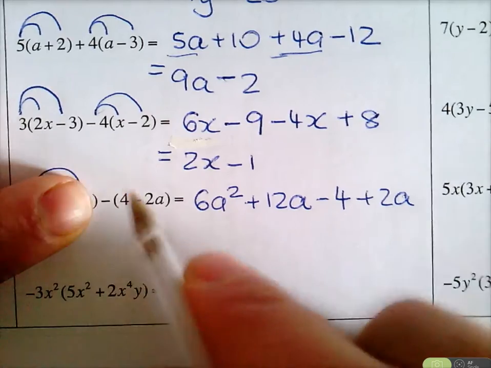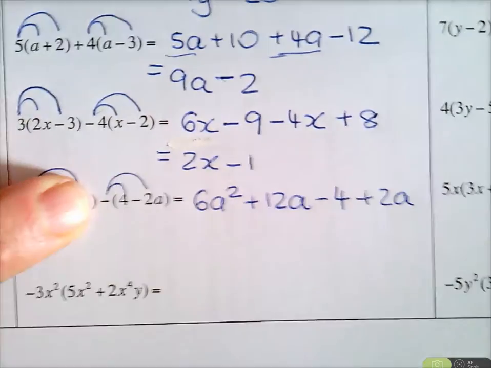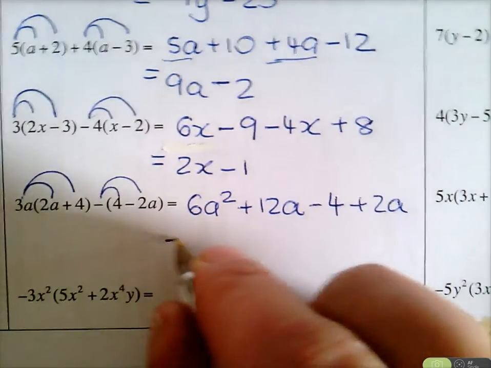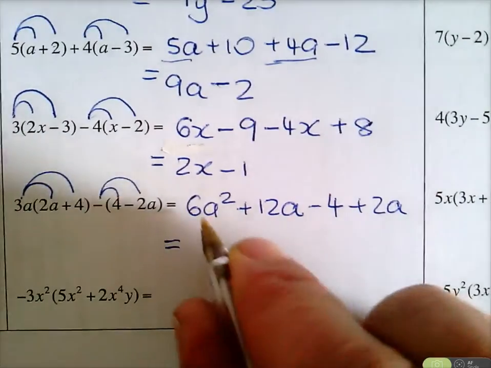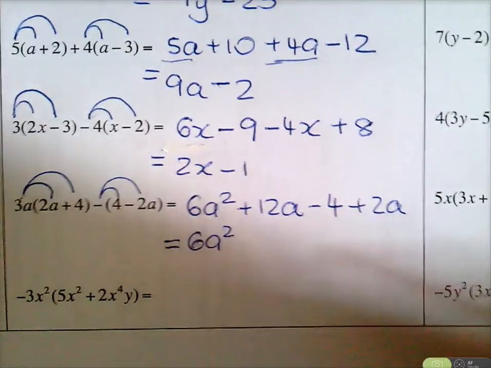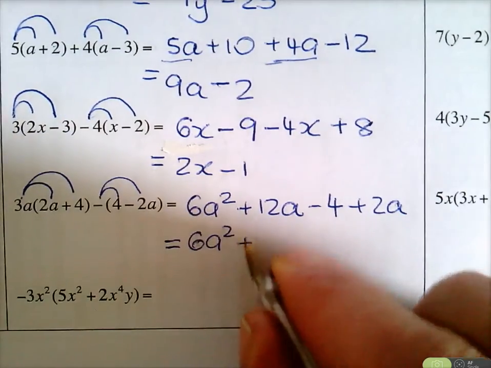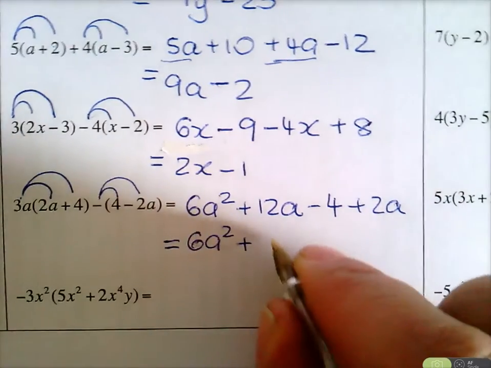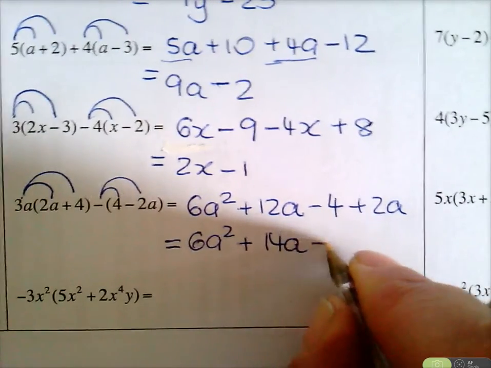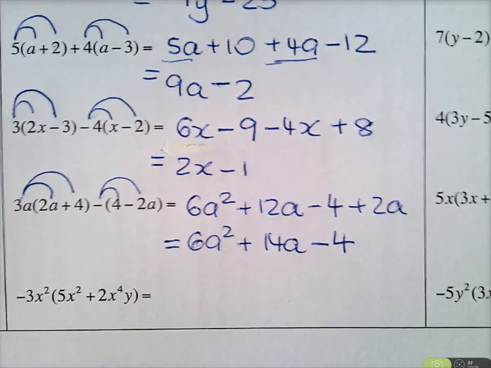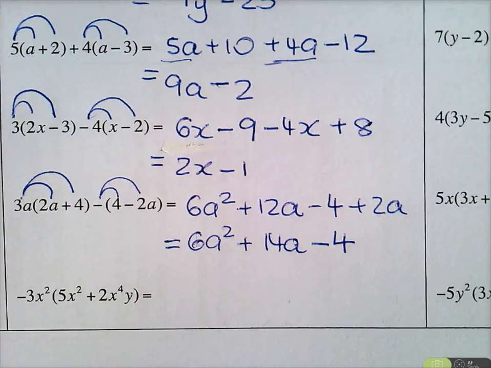So, it's minus 4. Again, it's minus that and minus that. Minus negative minus 2a is plus 2a. Like terms, please, girls. A squareds are different to a. 6a squared, what else? Plus what? 14a minus 4. Okay, a squareds, a's, and numbers are all different. You don't go adding them and put 18a or 10a. Okay?